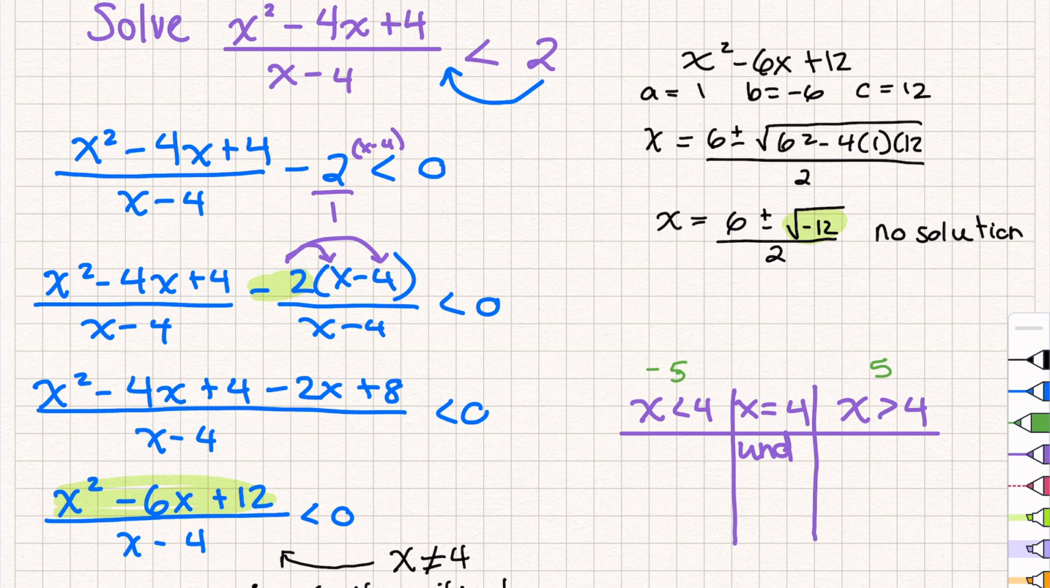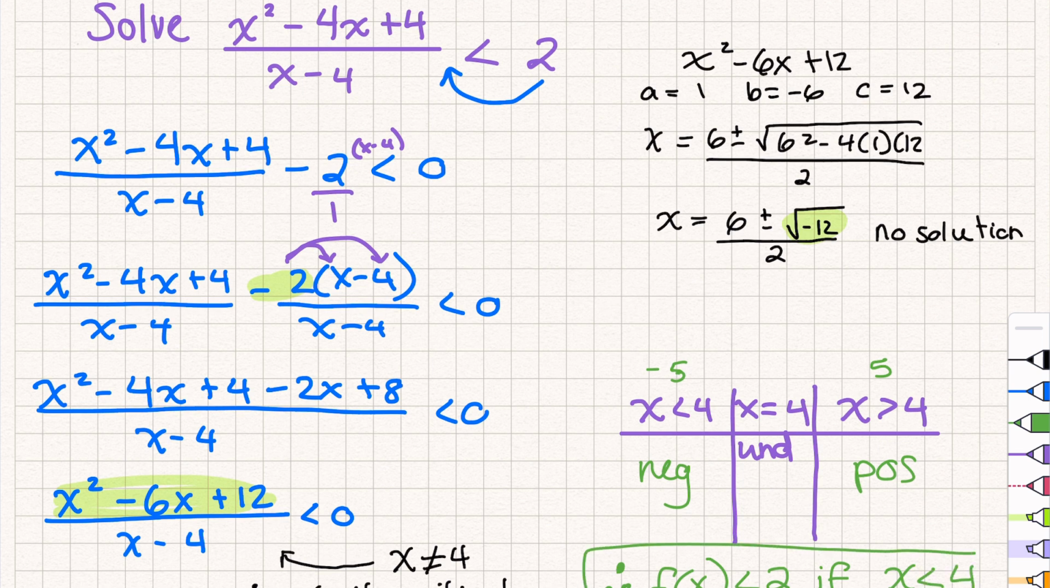So when we plug in negative 5, the numerator divided by the denominator, we're going to end up with a negative. And then when we plug in 5, the numerator is positive divided by the denominator is positive, so positive. So we would say, therefore, f of x is less than 2 when x is less than 4.